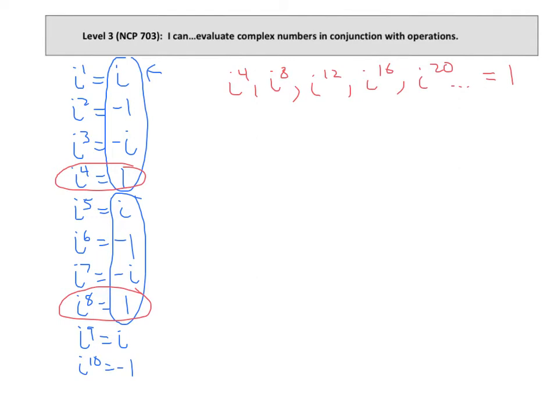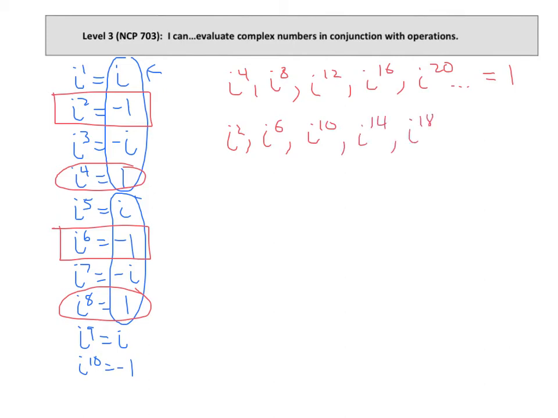Now, if your exponent is even, but it's not a multiple of 4, it's going to equal -1. So we're looking at i to the second, i to the sixth, i to the 10th, i to the 14th, i to the 18th power. These are all even exponents that are not multiples of 4. They will all be the same as i squared, which is -1.